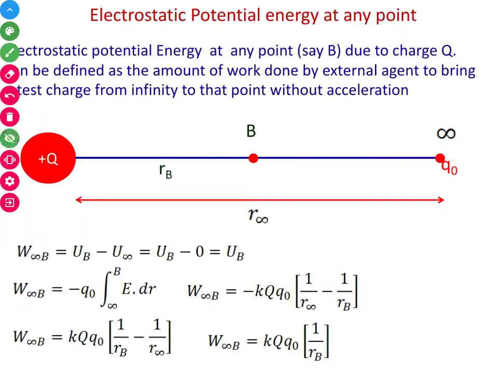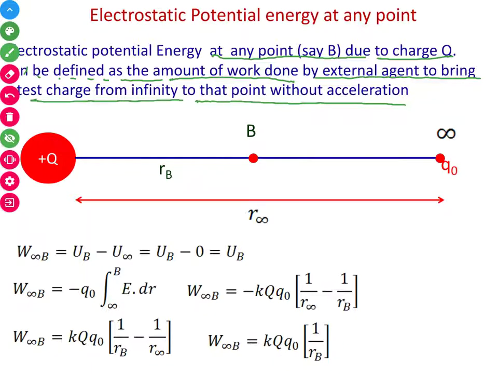Potential energy at any point due to charge q can be defined as the amount of work done by an external agent to bring a test charge from infinity to that point without acceleration. That means in the last expression we found WAB, the work done from A to B. Here, instead, point A is at infinity.